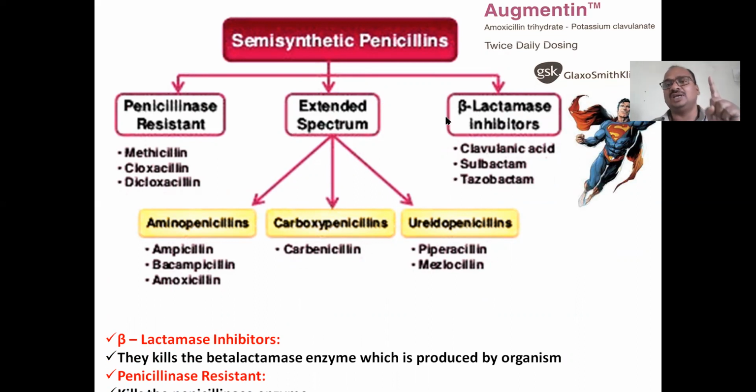Beta-lactamase inhibitors do not have any antibacterial action. They kill only the enzyme: clavulanic acid, sulbactam, and tazobactam. See, this is one of the products I will show you: amoxicillin along with potassium clavulanic acid. So this is a penicillin, and this is a beta-lactamase inhibitor. Powerful. This is called a penicillinase-resistant penicillin, produced by the company GSK. It is a superpower, just like Superman.